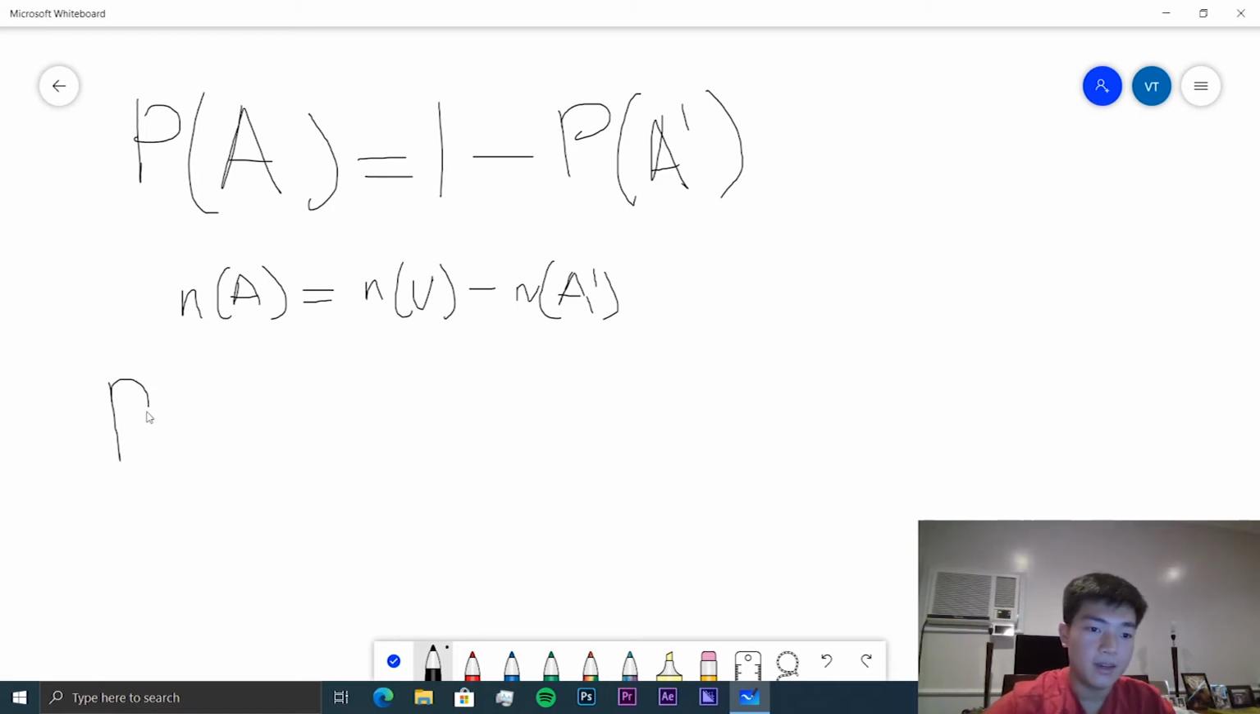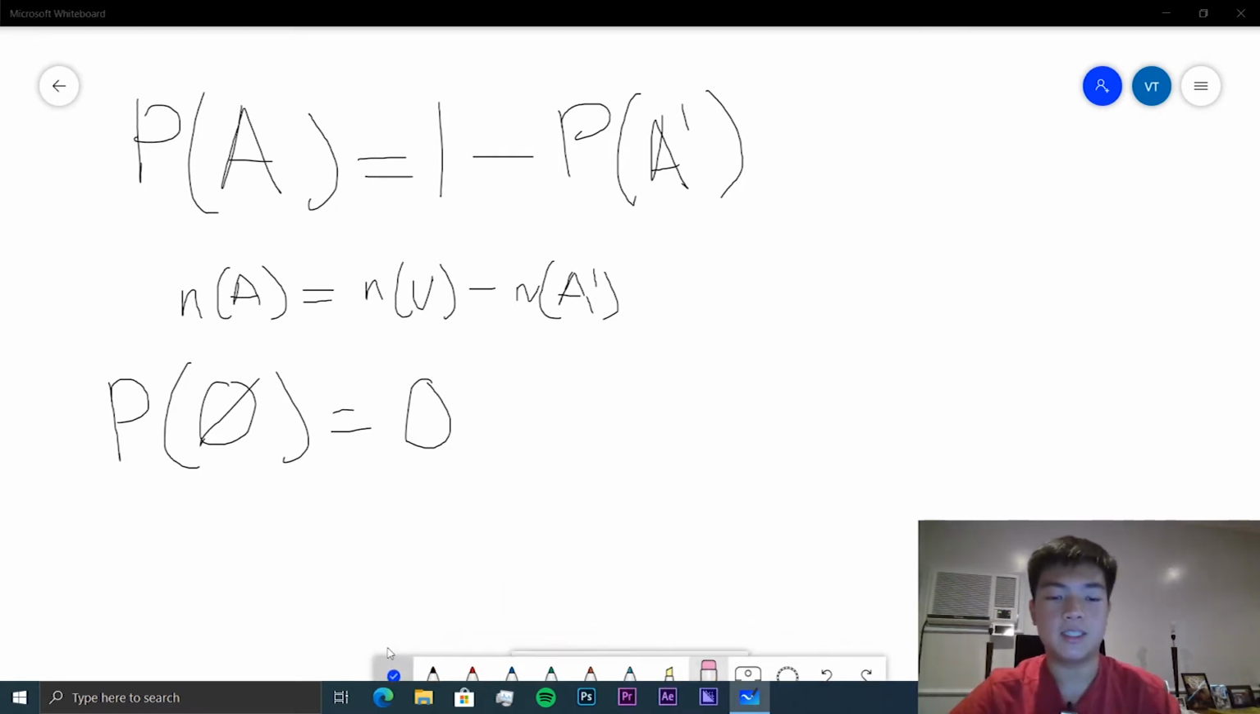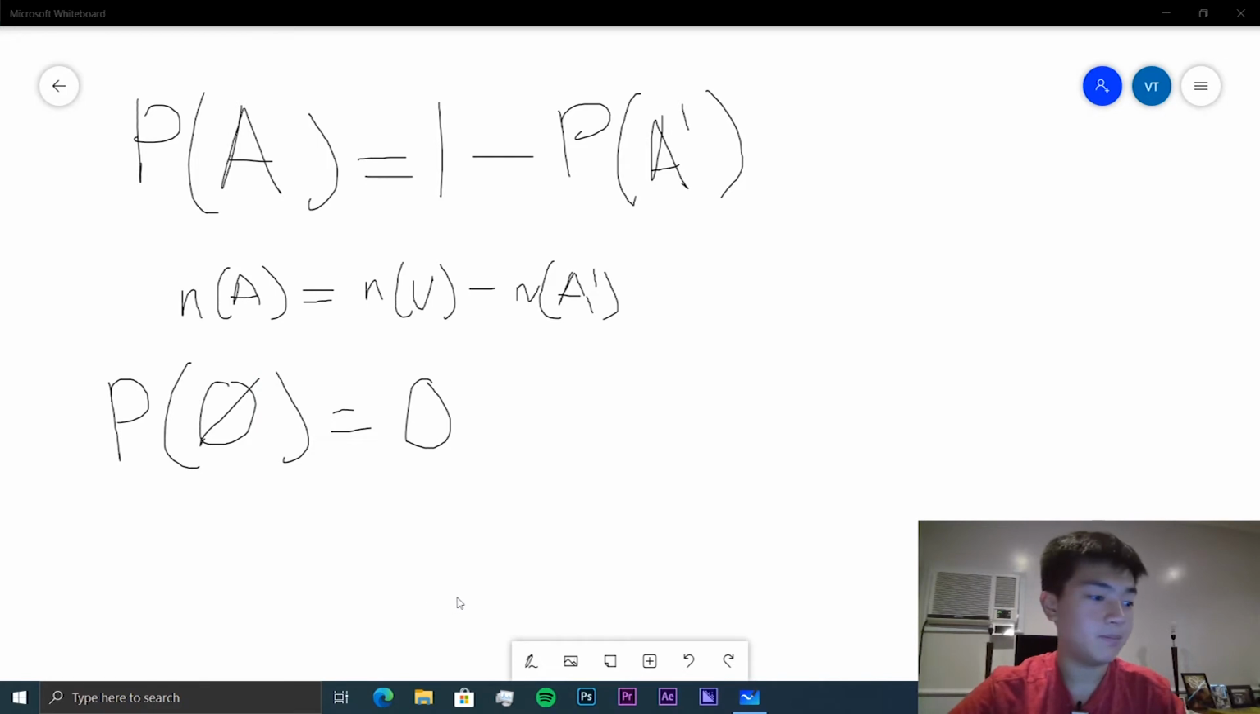And then, of course, the probability of the empty set is equal to 0. So, with all of this, we're now able to answer some basic probability questions. So let's jump right in.